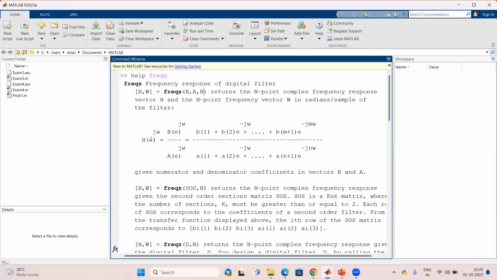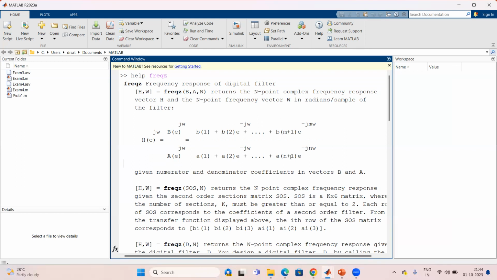So here you can see we are having these two coefficients b and a. Okay, so these are the vectors. B and A are the vectors which contain the coefficients of the numerator polynomial and denominator polynomial. Okay, so if we have any digital filter, that digital filter will have a certain numerator polynomial and denominator polynomial. So that time this B will be containing these values, B1, B2, up to Bn plus 1, right? Similarly, this A will be containing these coefficients, right?